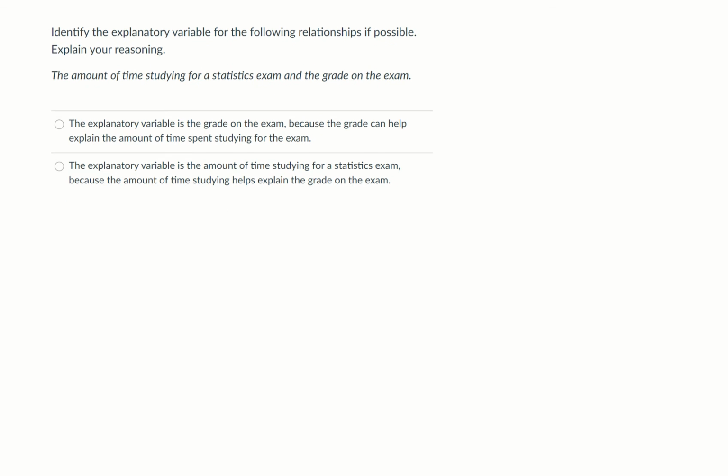Identify the explanatory variable like we did before: amount of time studying for a statistics exam and the grade on the exam. So we're thinking that the more time you spend studying for an exam, the greater the grade on your exam. Okay, so studying for an exam could help predict whether you perform well on the exam or not. So the explanatory variable is the amount of time that you study. If you don't study for an exam, then you're probably not going to do well, right? So this is just kind of showing the explanation for that.